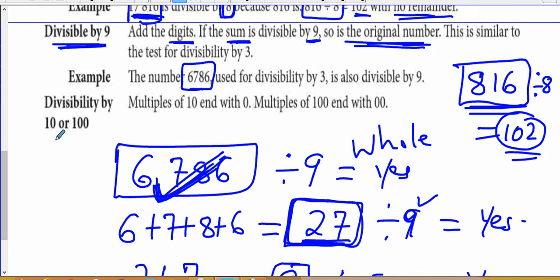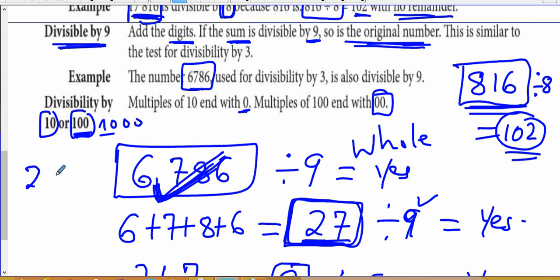Finally, the divisibility test for 10 or 100, even 1,000. Let us start with divisibility by 10. A number will be divisible by 10 if it is a multiple of 10, ending with a zero. Also, a number is said to be divisible by 100 if it ends with multiples of 100. That means it is ending with two zeros.